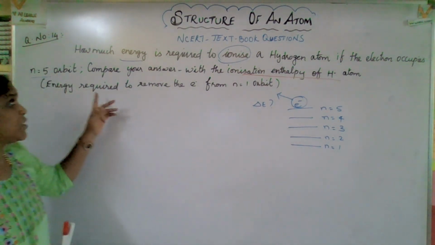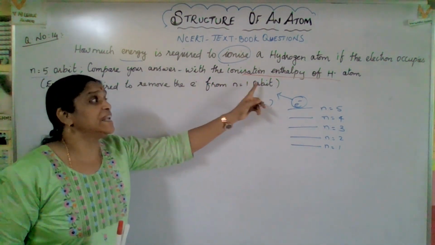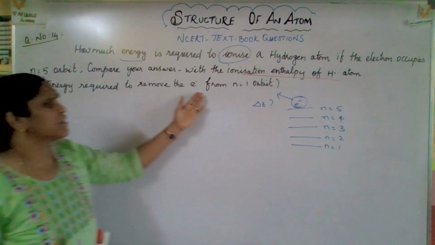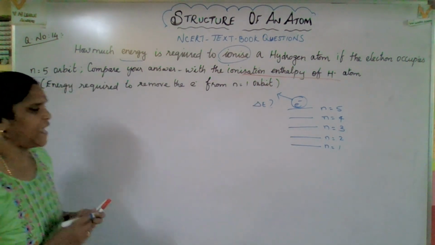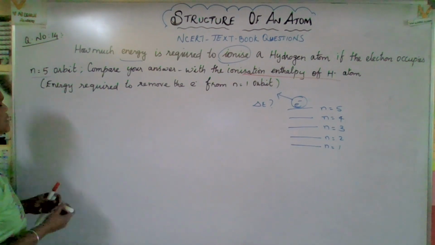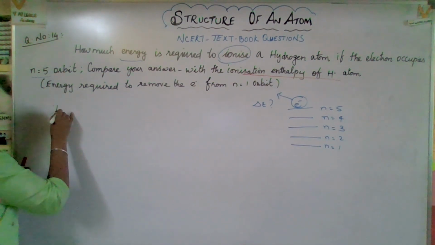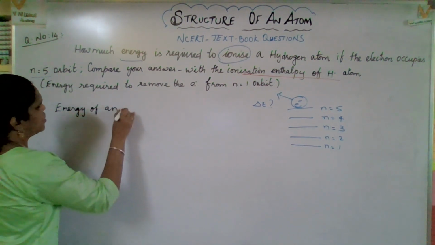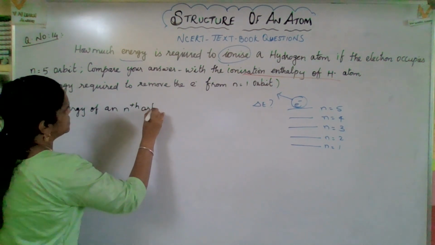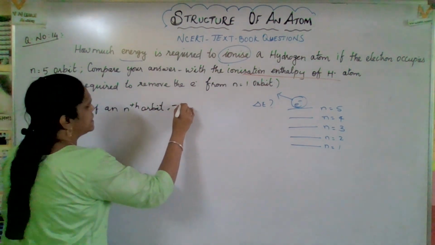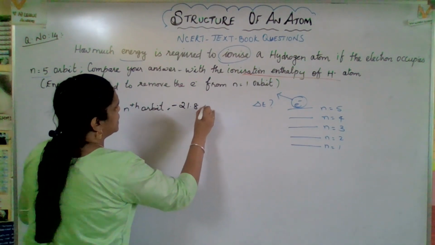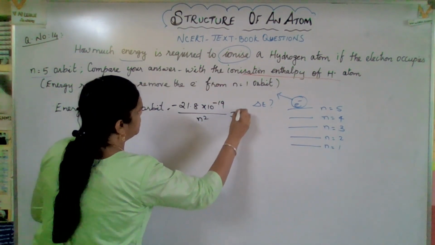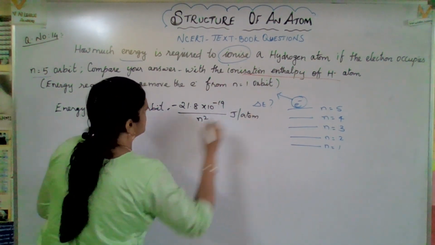Okay. Now the second point they are mentioning: compare your answer with the ionization enthalpy of hydrogen atom. That is the energy required to remove the electron from the n equal to first orbit. Now let us find the formula for this. First, the energy of an nth orbit. What is the formula? Minus 21.8 into 10 to the power of minus 19 by n squared joule per atom. Right, this is the formula.